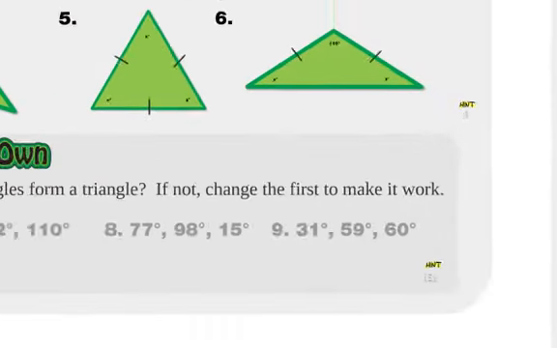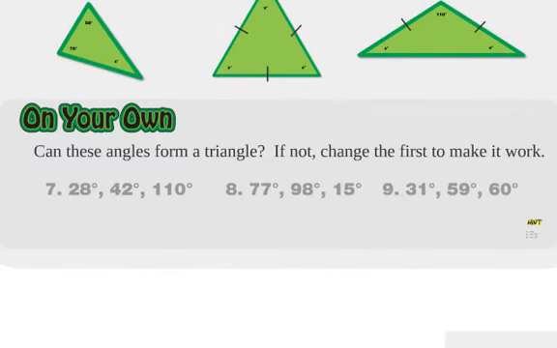Okay, how you doing? All right, why don't you figure out if these angles can form a triangle? If not, change the first one so that it'll work. Well, how do you do that? Any idea? Well, if you said add them all up and see if they get to 180, then you're right. It might look funny because you're talking to a computer, but hey, you still got it right. So add these up to 180, and if they're 180, then bam, you're good to go. If they're not, change the first one.